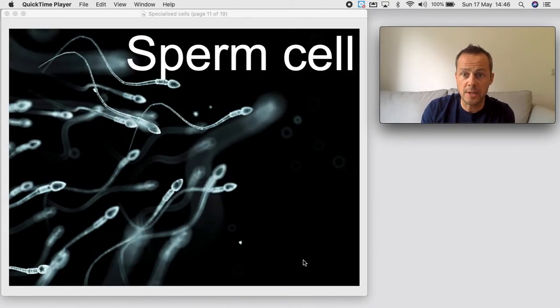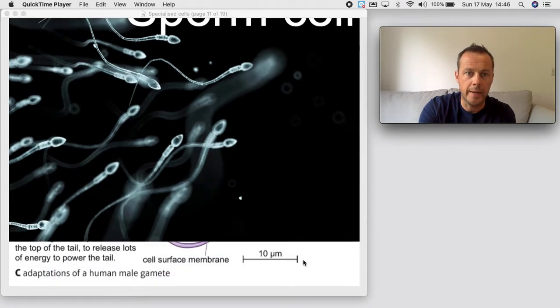Now, the first cell we're going to have a look at today is the sperm cell. So we can see this does not look like the circular cell that looks a little bit like a fried egg that we've drawn so far. There are significant adaptations that we're going to have a look at.